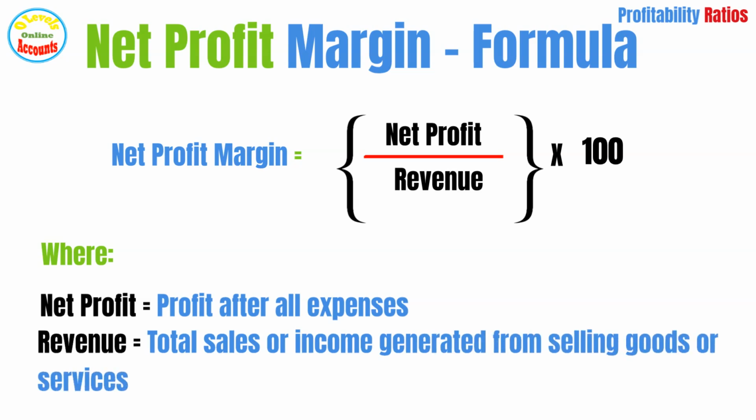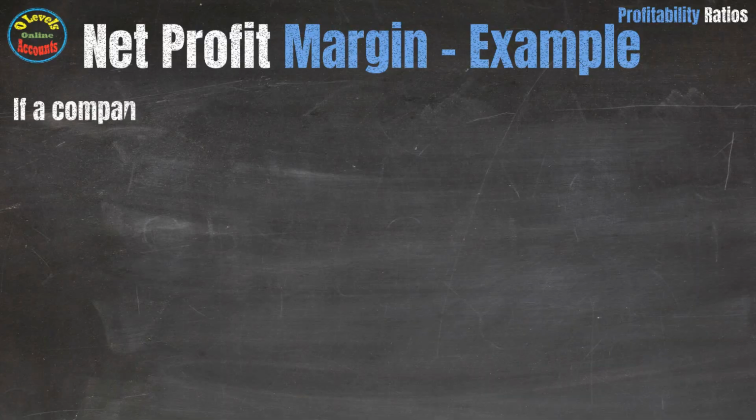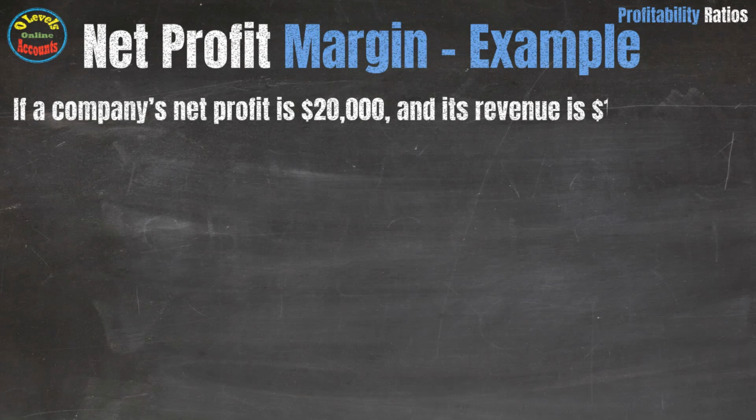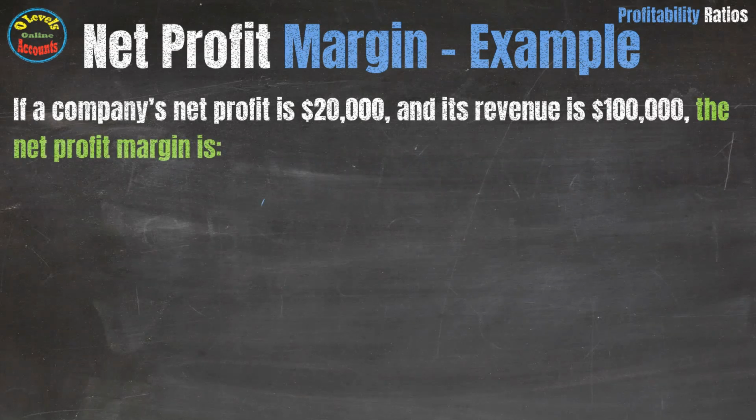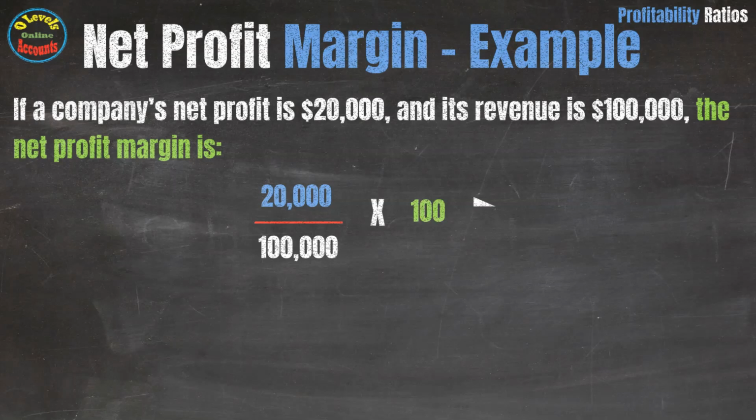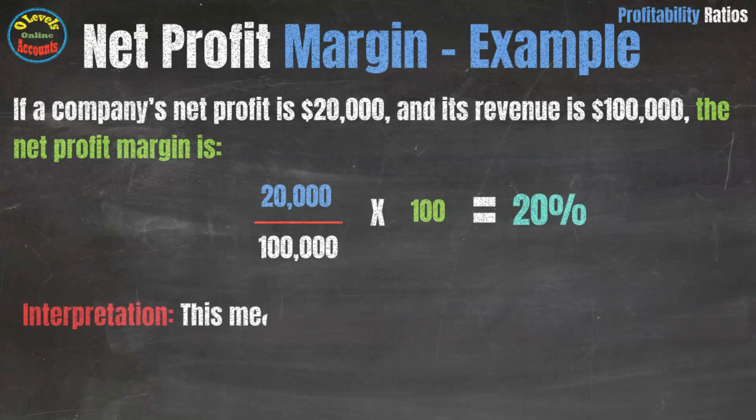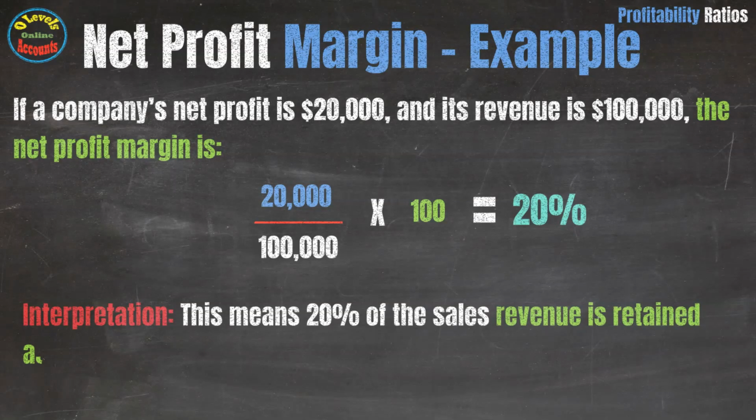Let's check its example. If a company's net profit is $20,000 and its revenue is $100,000, the net profit margin is, for the solution, 20,000 net profit divided by 100,000 total revenue, multiplied by 100, is equal to 20% as a result. Interpretation is that 20% of the sales revenue is retained as profit after all expenses.